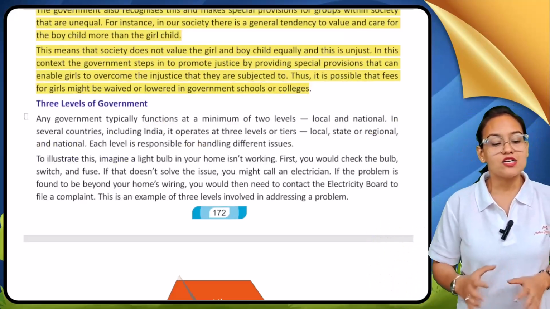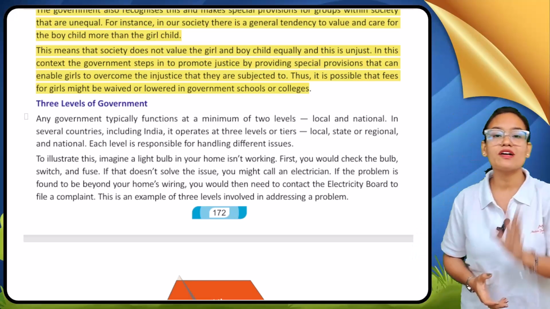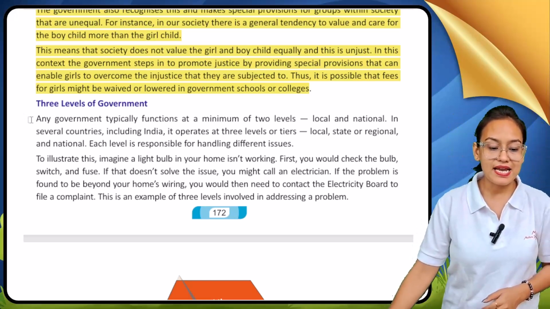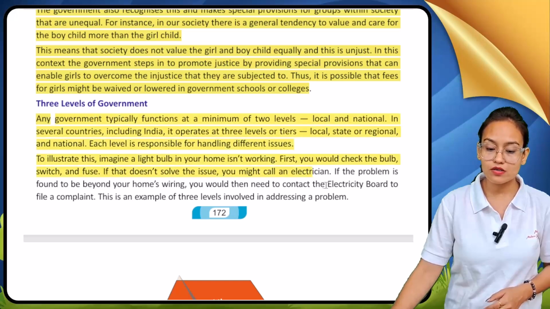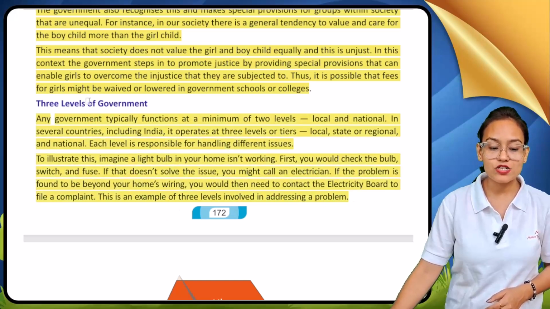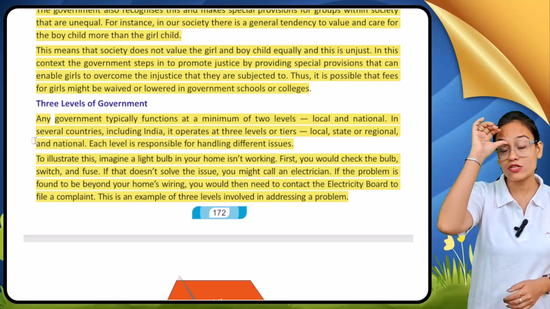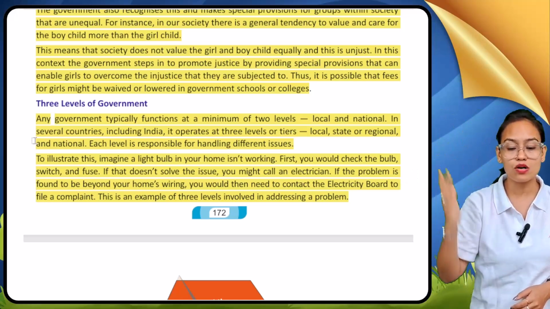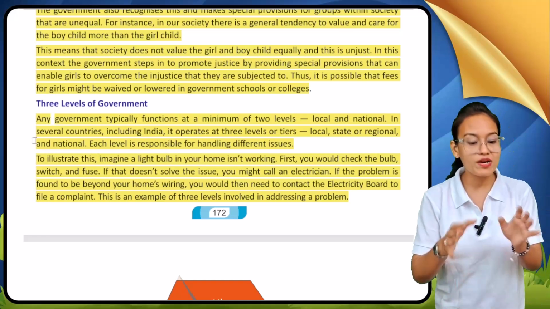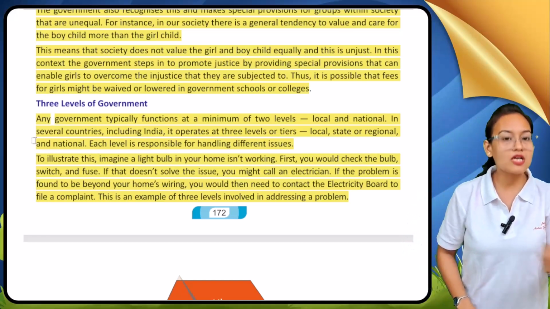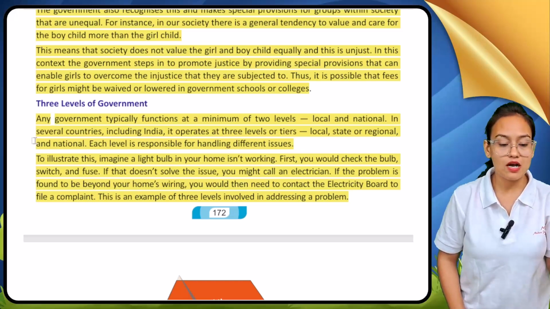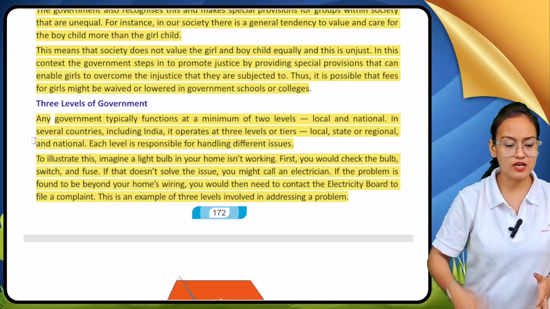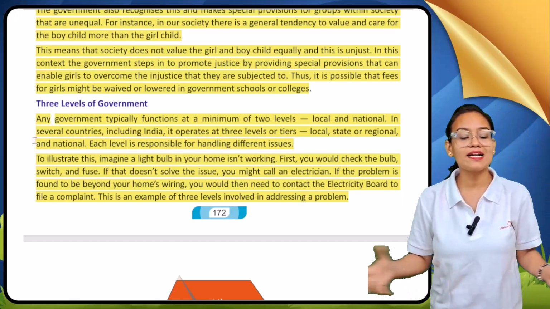Okay, so my dear students, now we are going to see the three different levels of the government. See, any government typically functions at a minimum of two levels. For example, national and local. Any form of government has to work on two levels, national level and local level. In several countries, including our country India, our government operates at three levels: local, state or regional, and national. Each level is responsible for handling different issues.